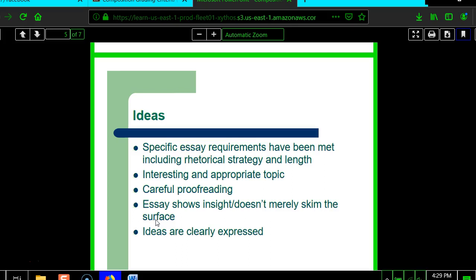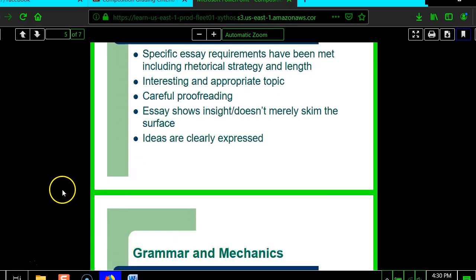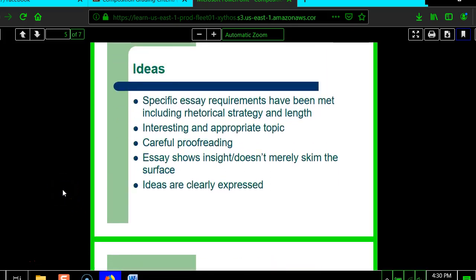Do you have 12-point Times New Roman font? Is the essay double-spaced with no extra spacing? Is the appropriate header used? Is the appropriate information on the first page? I'm also looking to see if the topic is interesting and appropriate. If the topic is inappropriate, I will probably have already informed you of this.